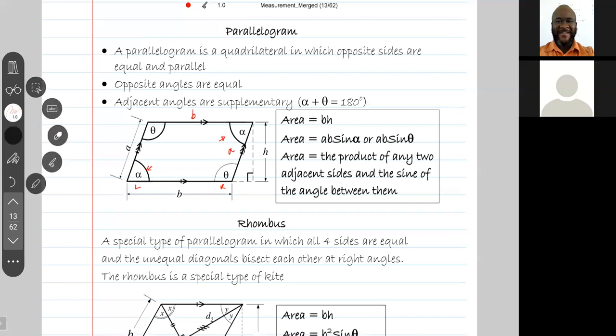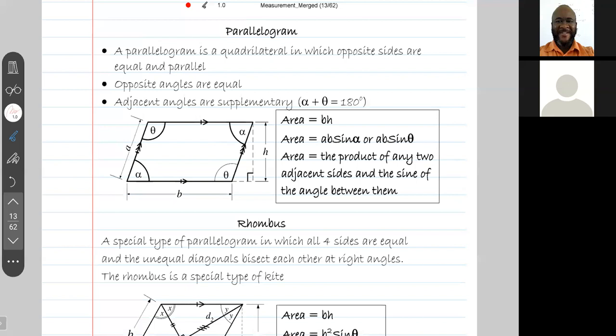Guys, the formula for calculating the area of a parallelogram: the first formula is the area is equal to B times H. B is the length of the base and H is the height. Please notice again that height is associated with the right angle. And if there's no right angle, there is no height.